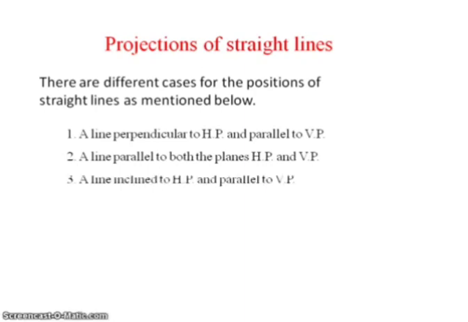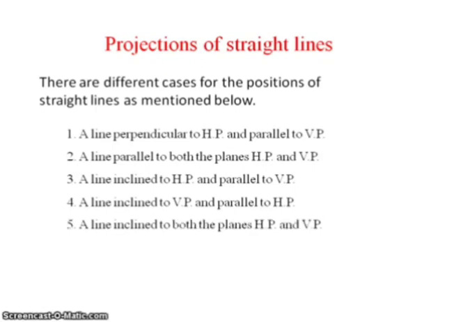And the next one is a line inclined to the horizontal plane and parallel to the vertical plane. In this condition also we have to draw the orthographic views for the straight line. The next case is a line inclined to the vertical plane and parallel to the horizontal plane. And the next is a line inclined to both the planes, horizontal plane and vertical plane. In this condition also, how will the front view and top view be? We are going to discuss these in further classes. So first, let us discuss the first case.